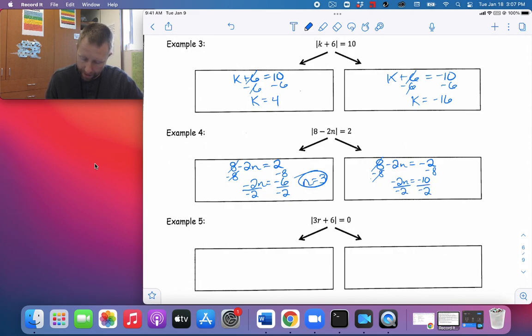Again, a negative divided by a negative is a positive. 10 divided by 2 is 5. So now my two possible answers for n are negative 3 or positive 5, right?